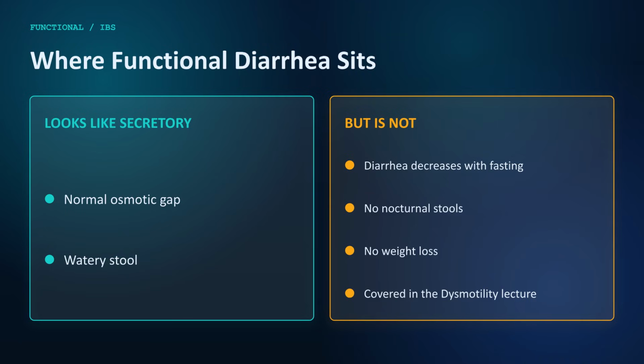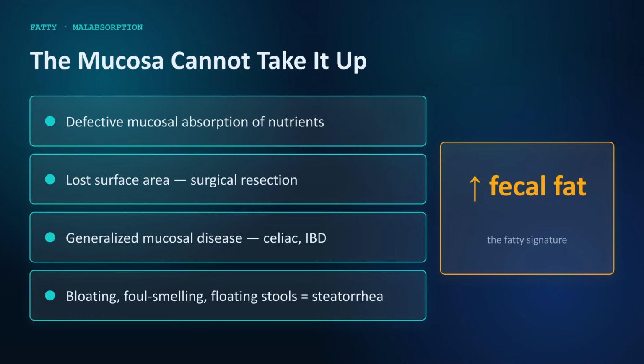Those two red flags, nocturnal symptoms and weight loss, are exactly what pull a patient out of the functional category. Our patient has both, so irritable bowel syndrome does not explain her illness. We cover irritable bowel syndrome in depth in the dysmotility lecture. One more distinction. Irritable bowel syndrome is a diagnosis of positive criteria, not a leftover label for a workup that came back negative. Now we move to the fatty diarrheas, and the first is malabsorption.